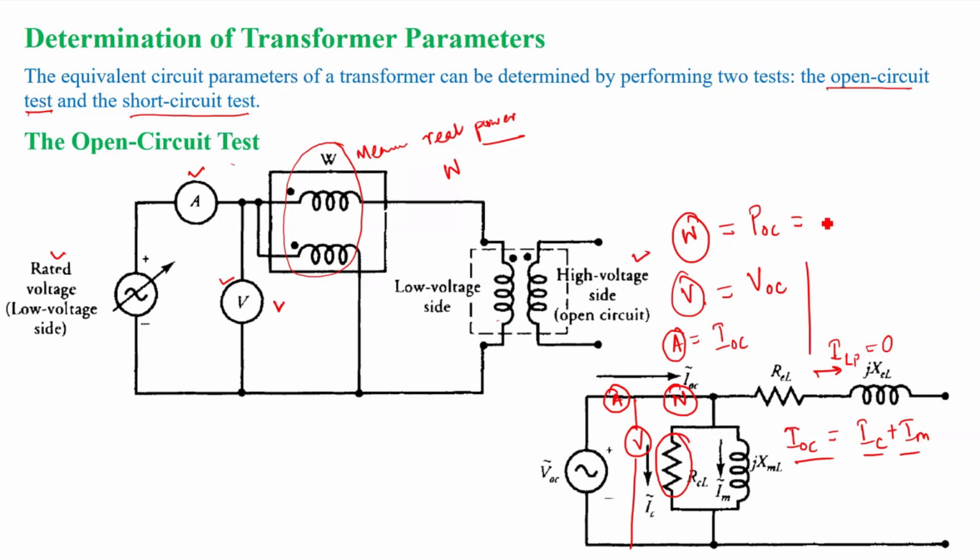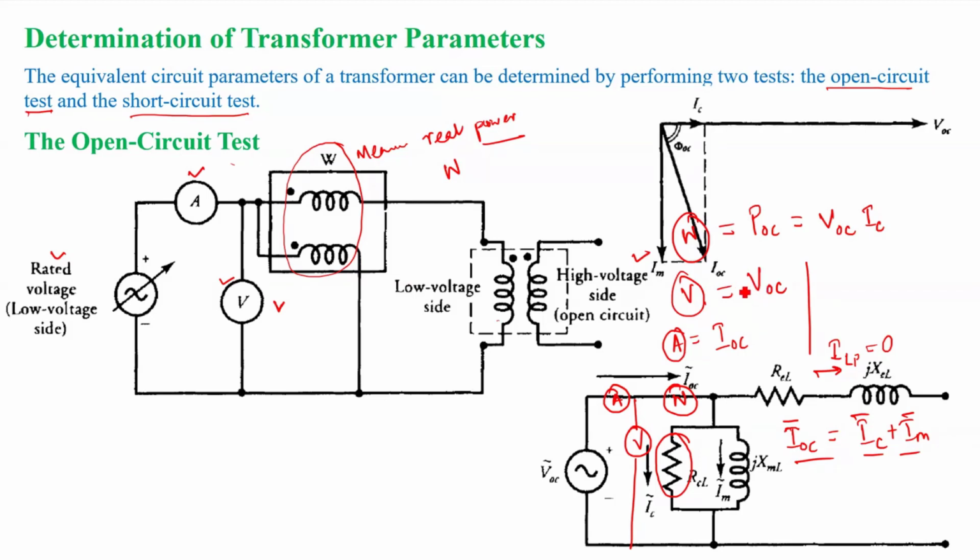Okay. So this POC is nothing but I can write as VOC into IC, equal to POC. IC, not IOC. IOC is equal to IC plus IM, and they are a vector sum, not a direct sum. Okay. So now let us proceed with the phasor diagram mentioned here. The phasor diagram shows that VOC is taken as reference, and obviously IC will be in phase with VOC. And IM will lag VOC by 90 degrees because it is a completely inductive circuit, right? The vector sum of IC plus IM will give me IOC, right?